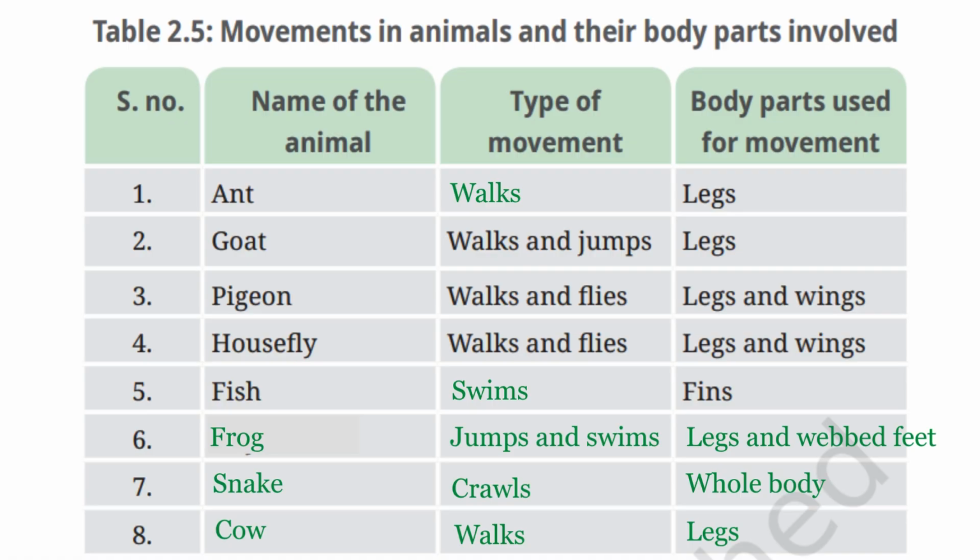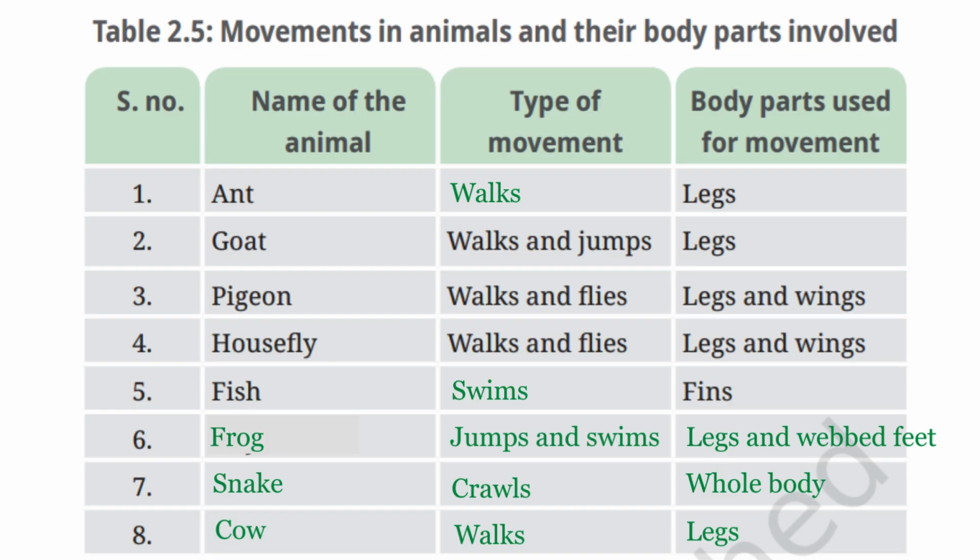An ant walks using its legs. A goat walks and jumps using its legs. A pigeon can walk and fly. It uses its legs to walk and wings to fly. A housefly also walks and flies using its legs and wings. A fish swims using its fins. A snake crawls using its whole body muscle. A frog jumps using its hind legs and swims with its webbed feet. A cow walks using its legs.